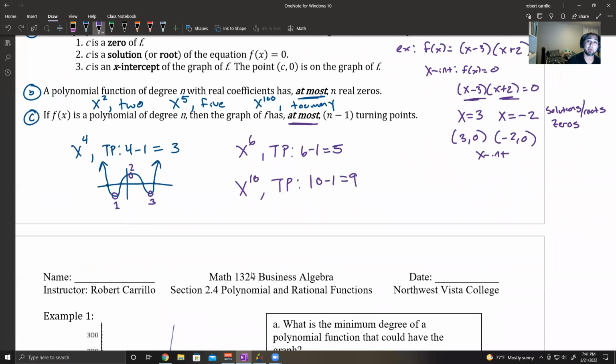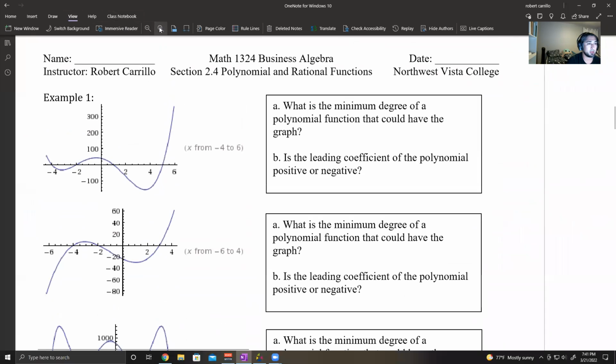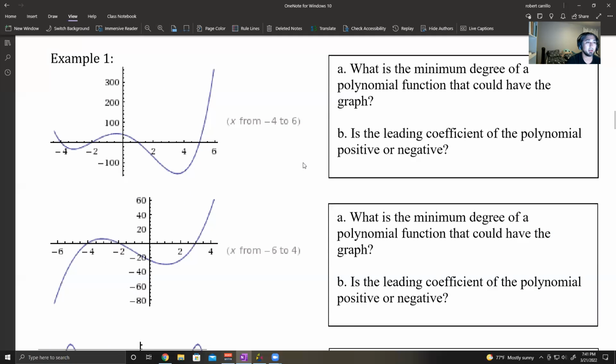Okay. All right. Now, here's where we put everything we just covered to work. So we're going to look at these graphs. Maybe I can zoom in a little bit. There we go. I think that's good. Okay, so we're going to look at these graphs and answer the questions. For graph one, it says, what is the minimum degree of a polynomial function that could have the graph? If we're looking for the degree, you want to look at either how many x-intercepts you have or how many turning points you have. If I look at the x-intercepts, we have one here, one here, one there. I have 4 x-intercepts. So what would my minimum degree be?